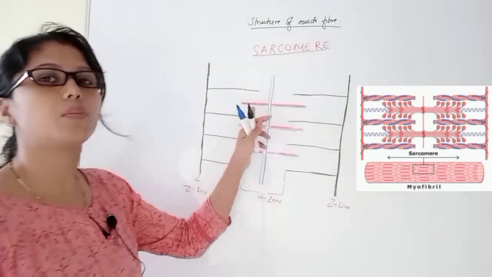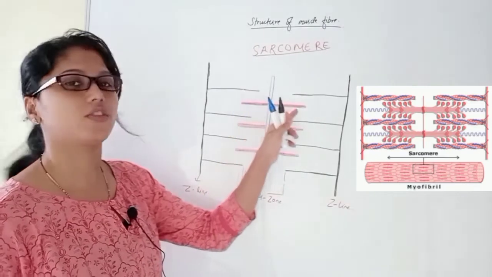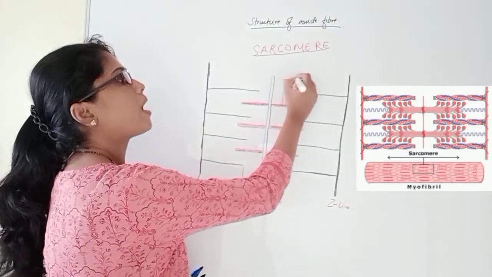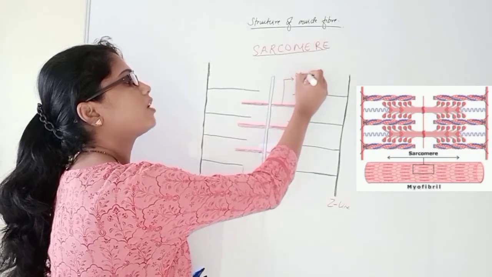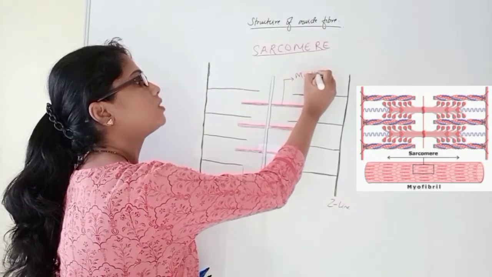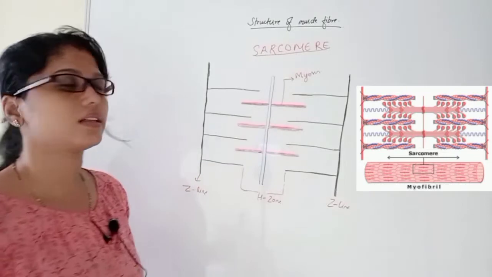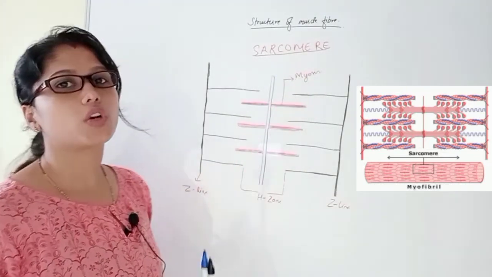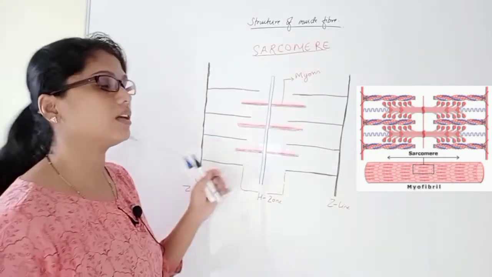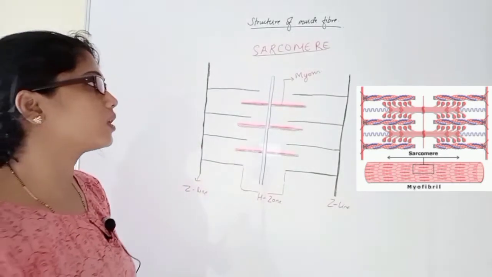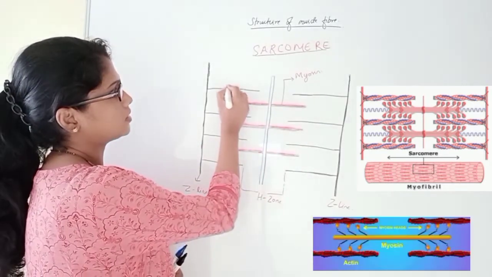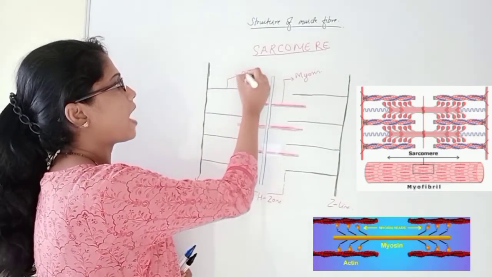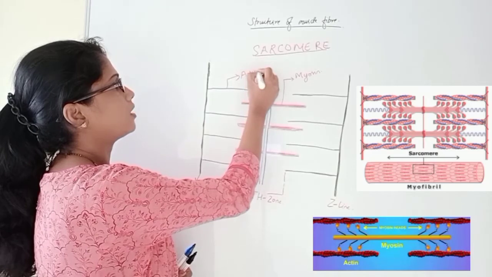And here the red part, this thick filament, is called myosin, which I will discuss now in a little more detail. This is myosin, the protein filament present in the myofibril. And this thin filament here is called actin.